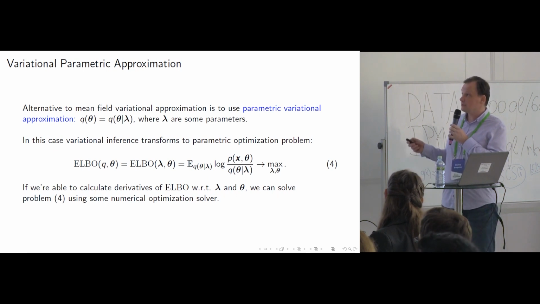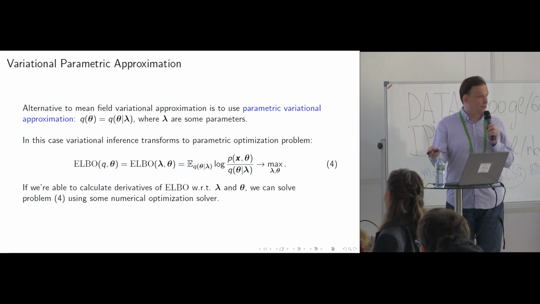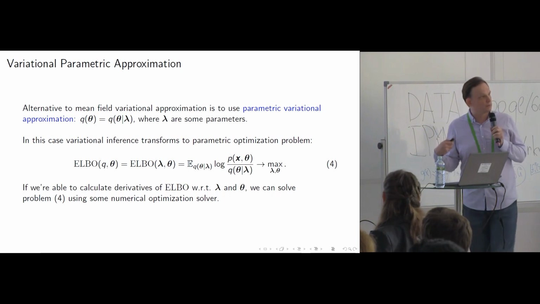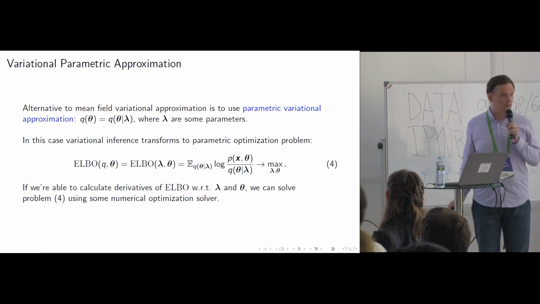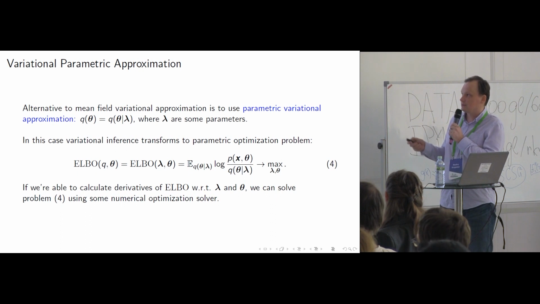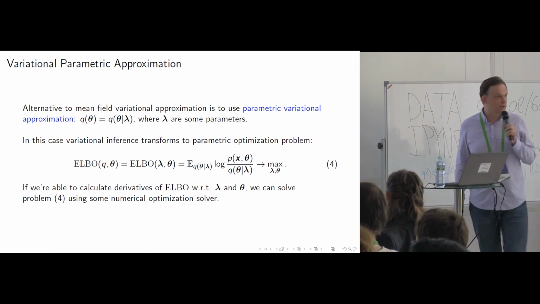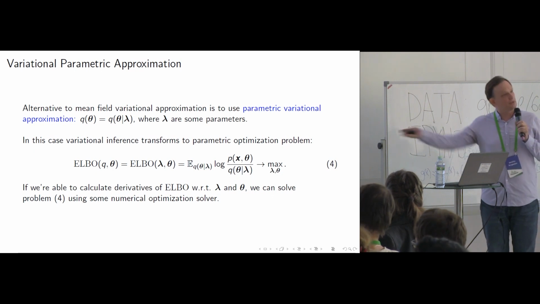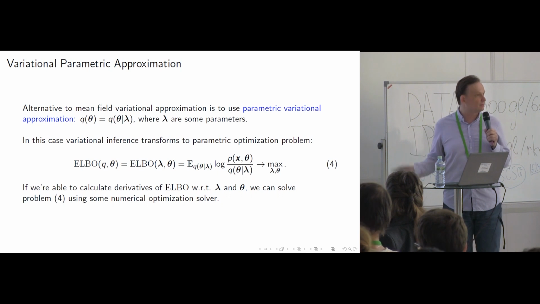And in order to do this, we need to find a way to calculate this criterion function and the derivative of this criterion function with respect to the variables that we optimize. And here, these are lambda and theta. So if we are able somehow to estimate this expectation and to estimate the gradient of this expectation with respect to lambda and theta, we just put it into your favorite optimization solver and we are done.